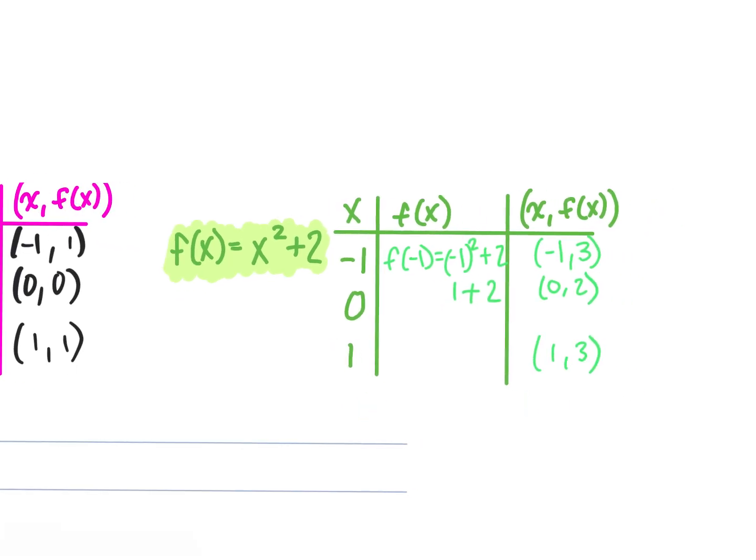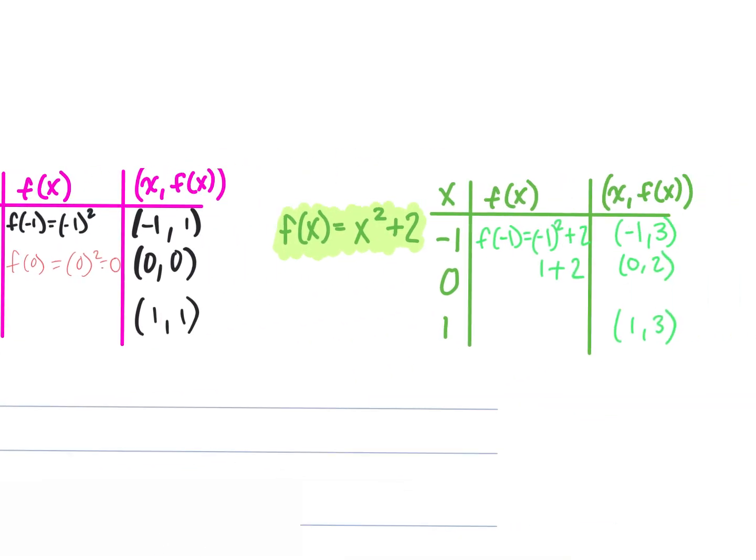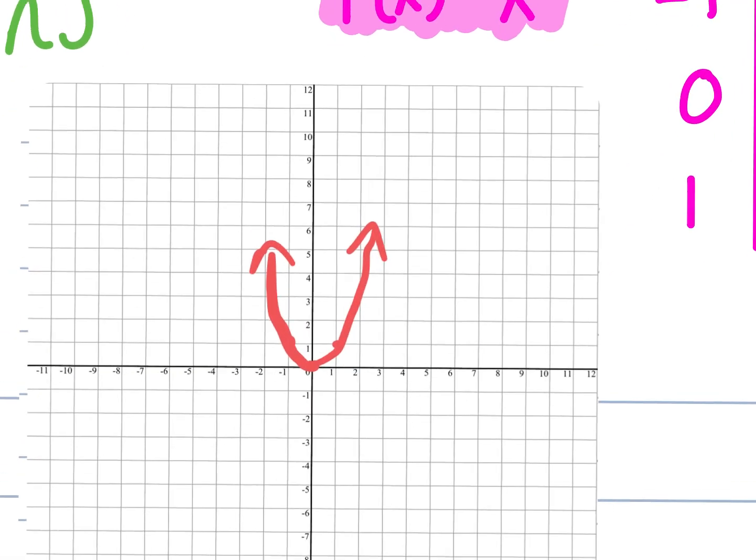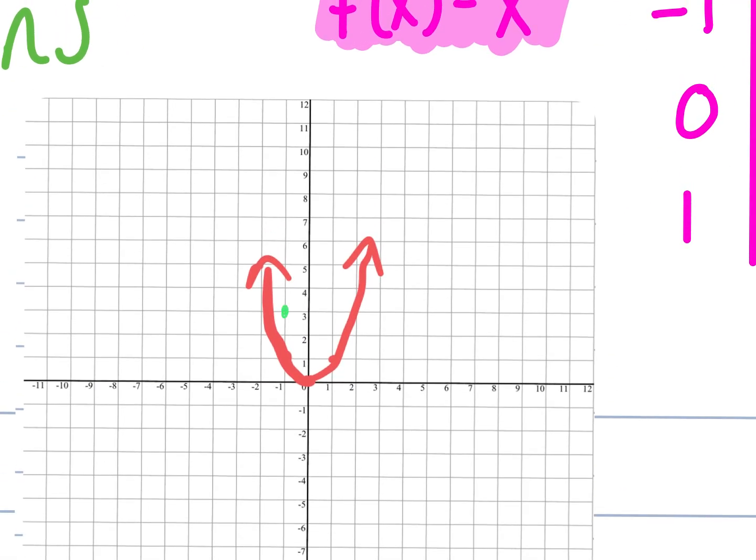Okay. So these are our 3 points. Let's plug them in. (-1, 3). Boom. (0, 2). And (1, 3). Then we draw our nice handy dandy parabola. Question. What do you notice? They are going the same way. Ooh, they're going the same way. I like it. What else?